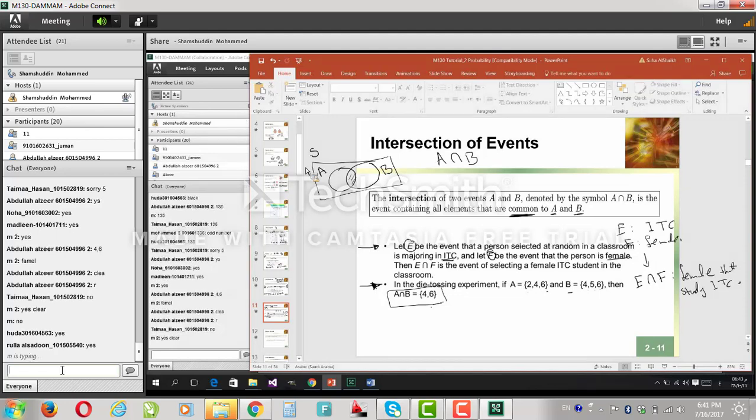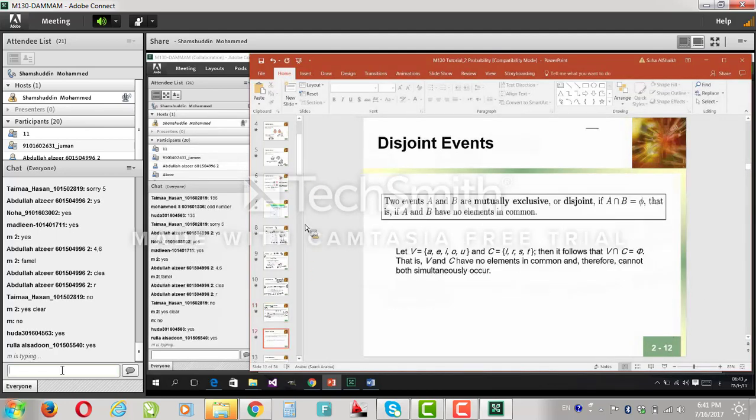So now let's go to define what we call this case. In the special case, when you have two events A and B with nothing in common between them, this is my S, this is my A, this is my B, I couldn't find anything in common between them. In this case, I say that the two events are disjoint or mutually exclusive. Usually we say disjoint events. They have nothing in common.